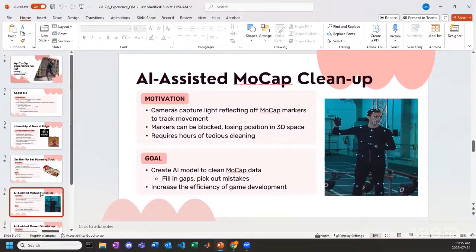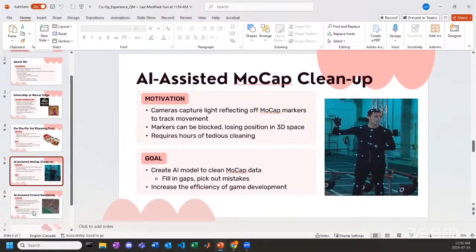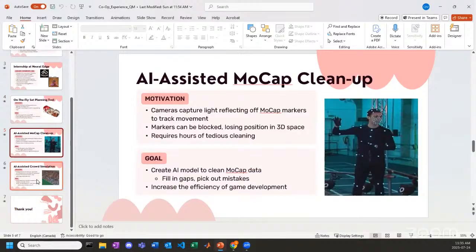Their goal is to create an AI model which can speed up this process by filling in gaps and picking out mistakes. And this is going to be really important for industries like game development, where mocap is so important.